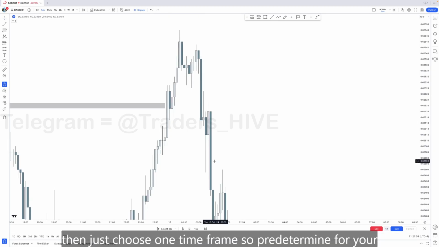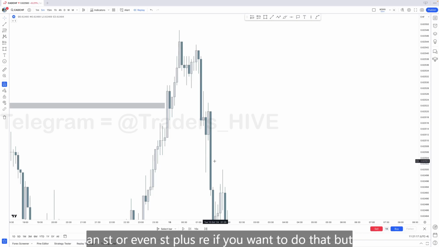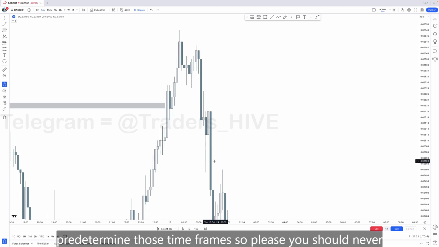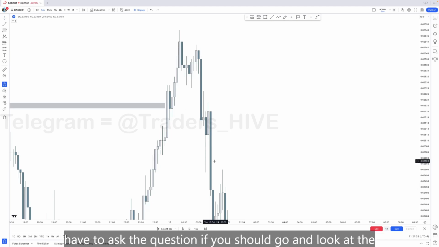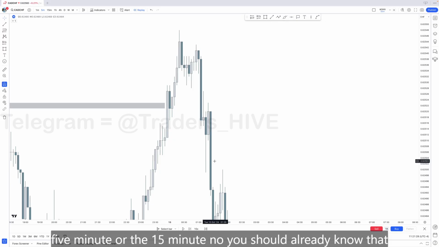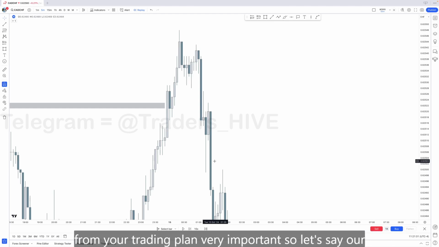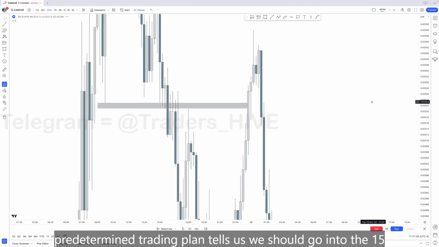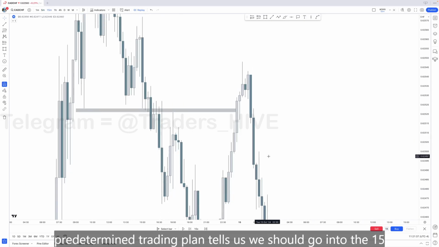So predetermine for your trading plan whether you're going from the 4-hour to the 5-minute for 5-minute ST plus re, or 15-minute for an ST or even ST plus re if you want to do that. But predetermine those time frames. So please, you should never have to ask the question if you should go and look at the 5 minute or the 50 minute. No, you should already know that from your trading plan. Very important. So let's say our predetermined trading plan tells us we should go into the 50 minute.